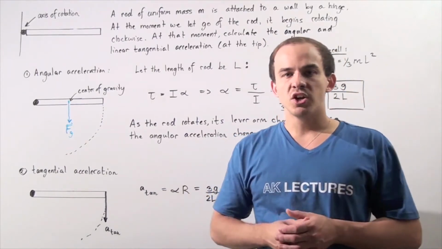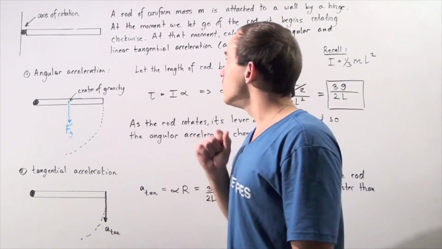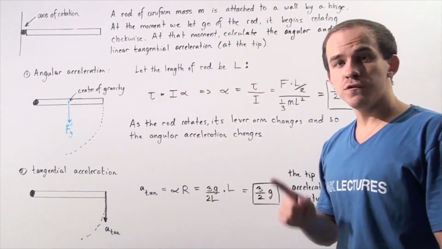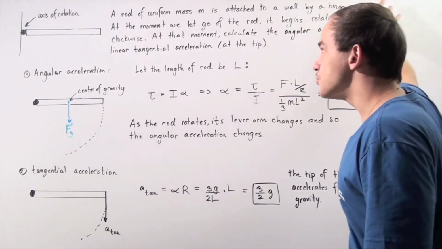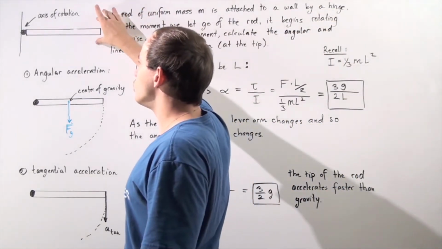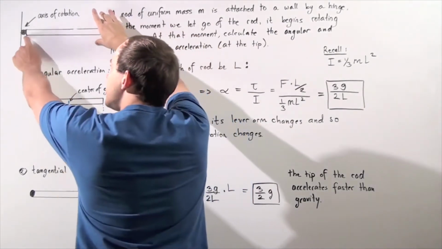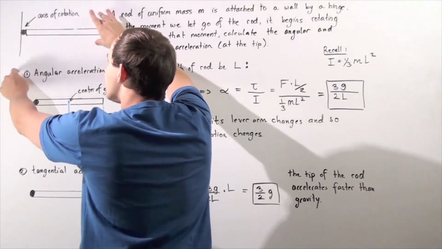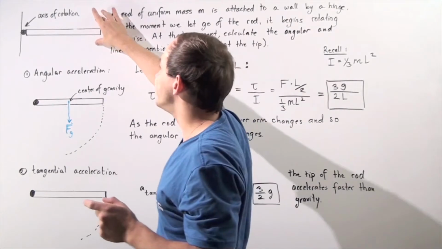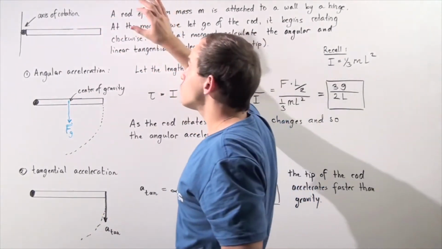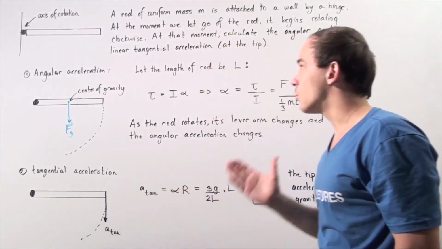In this example, we're going to deal with the dynamics of a rotating rod. Let's suppose that a rod of uniform mass M is attached to a wall by a hinge. We're holding our rod along the x-axis. The rod has mass M and is attached to the hinge, which is attached to a wall. So the hinge acts as an axis of rotation. If we let go of the rod, it will rotate about the hinge, which serves as the axis of rotation.